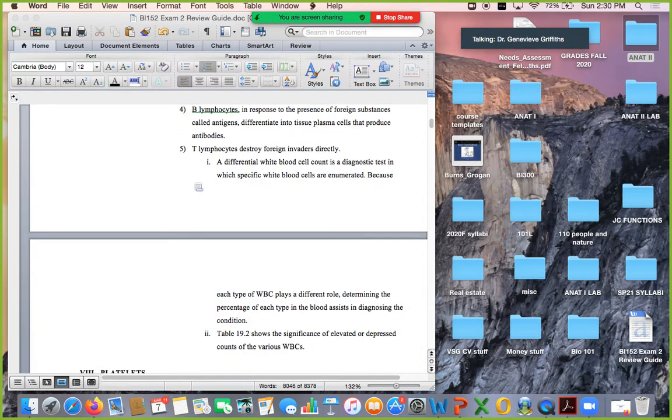The difference between B lymphocytes and T lymphocytes is that B lymphocytes make these antibodies that go into circulation, and T lymphocytes are going to destroy the foreign invaders directly. It still works with antibody-antigen interaction, but it's just a little bit different. And we can take a look at the amount of our white blood cells by these diagnostic tests. Then we can look at which white blood cells are there and the percentage not only of white blood cells of the whole blood, but the percentage of the different types of white blood cells. Since each white blood cell has a specialty role, knowing what percentage of each we have can assist us in diagnosing whatever problem this individual might be facing.